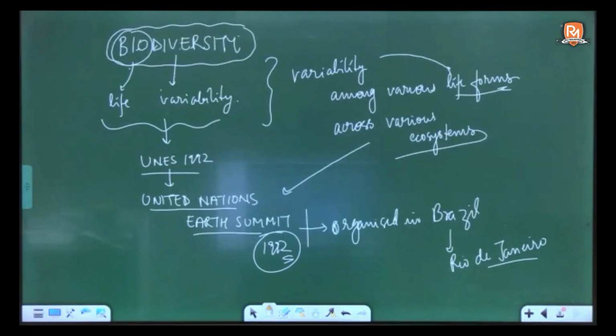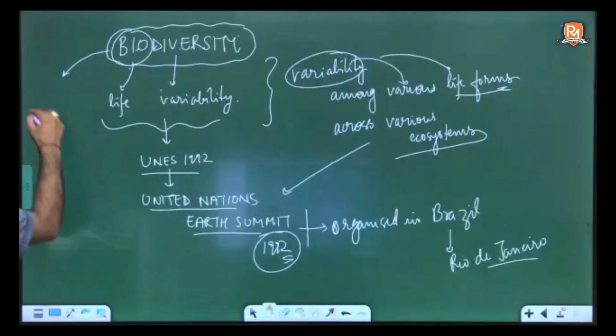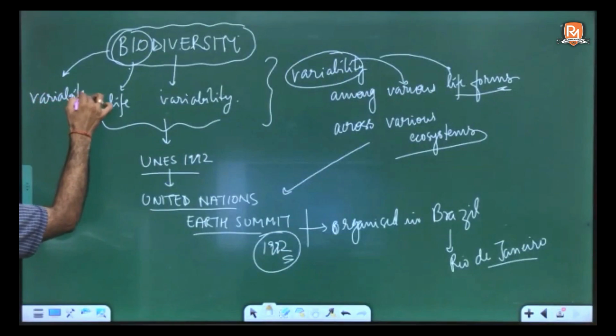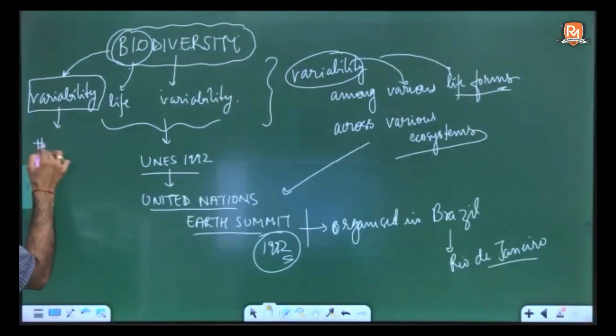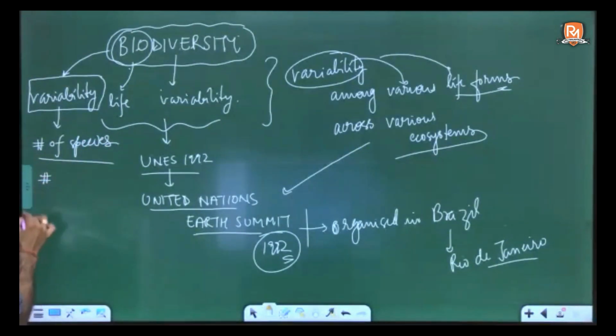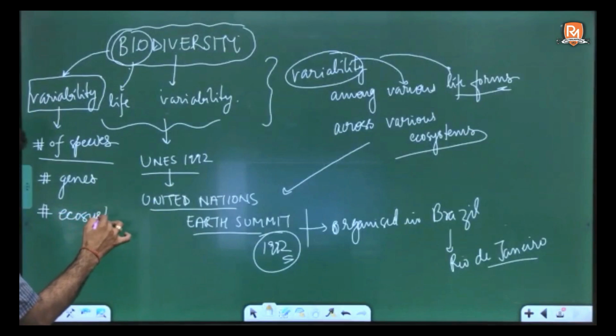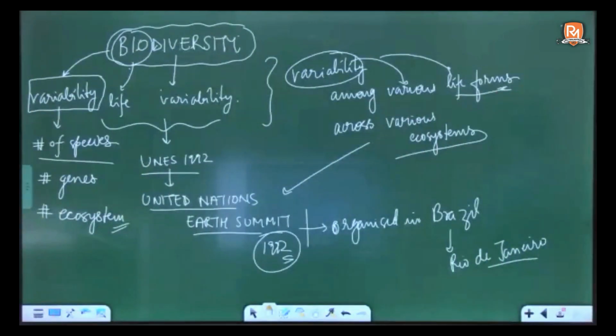Now, this biodiversity is the variability among the different life forms. And this variability can occur between different levels. This variability may be in terms of number of species, in terms of genes, and in terms of ecosystem. So this variability can take place at multiple places.